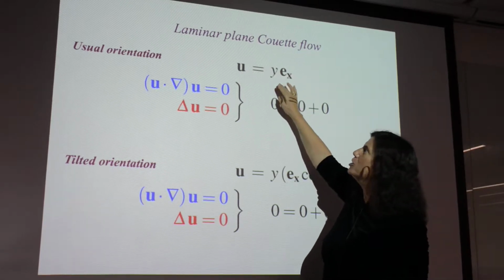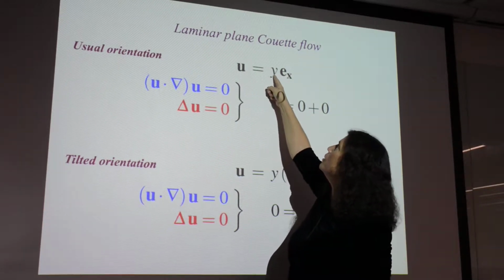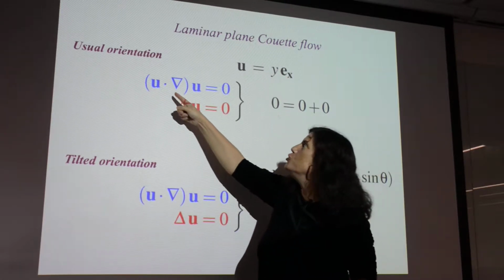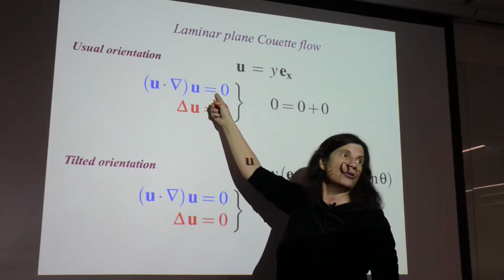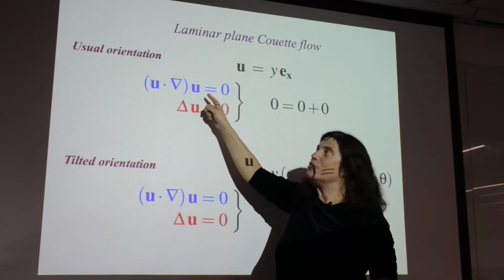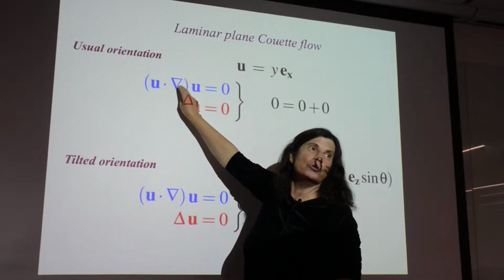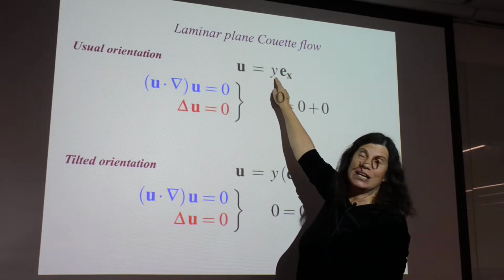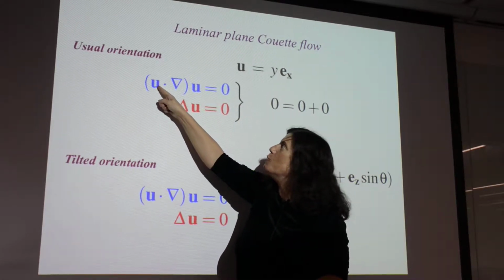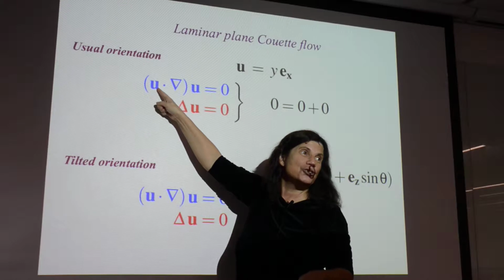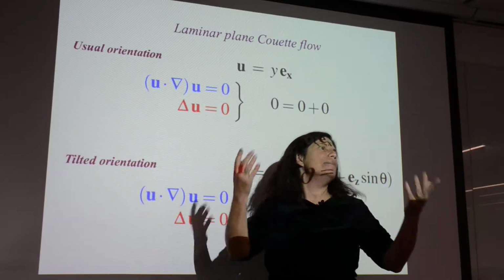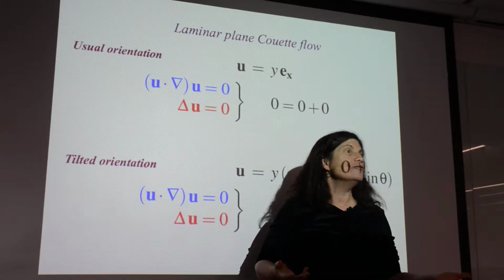Tilted or not, the variation is in y, but the direction is in x, and hence u dot grad u is 0. That is to say, the gradient is only in the y direction, that's where the variation is. But the flow is only in the x direction. We can do the computation, but you'll see this is 0. This is what makes those analytic forms so easy to find. There is no nonlinear term.